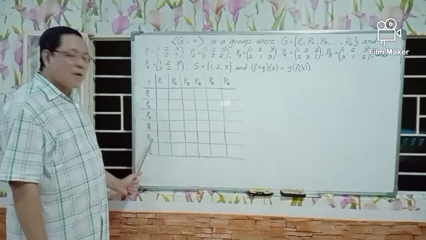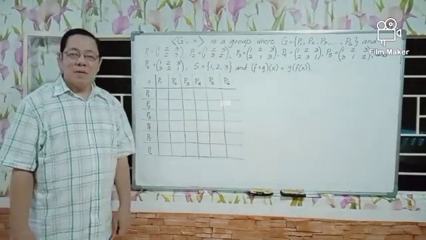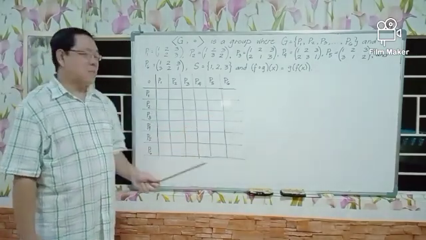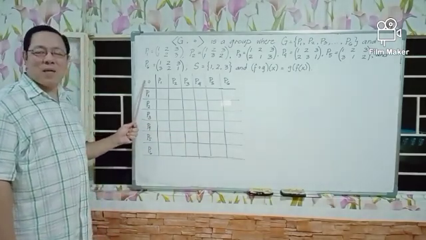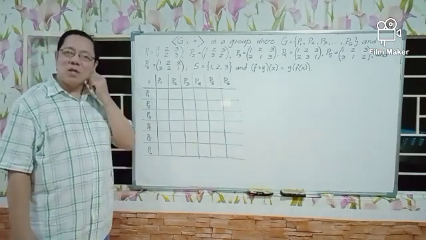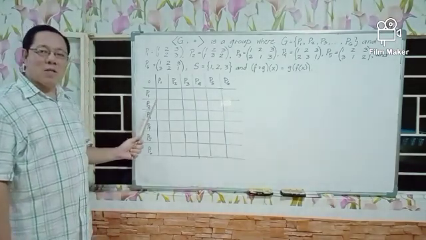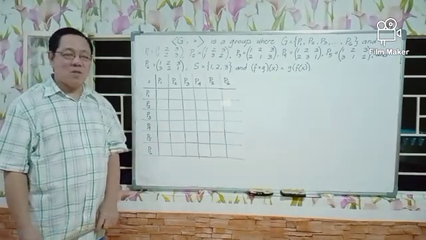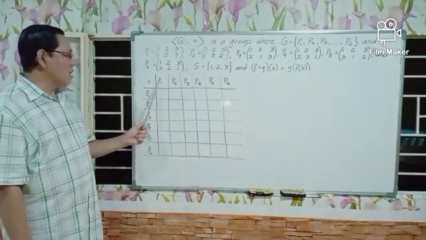In the first column, after the first row, we write the same elements of set G in the same order that they appear in the topmost row. And in the first cell, first row and first column of this table, we write the binary operation. In this example, the composition of functions denoted by circle. So we find all the possible compositions of 2 functions from set G. We start with P1 circle P1.